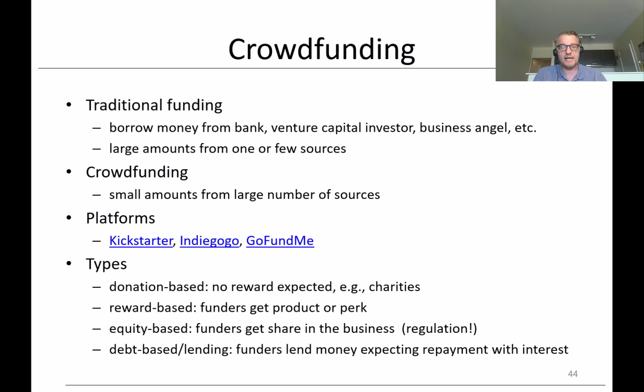Reward based. That means that funders get a product or perk. That means that they fund the project, a new product, for example, and they get something in return. They get first-hand access to the product, or they get a free version of the product, a free copy of the product, because they engaged in reward-based crowdfunding.